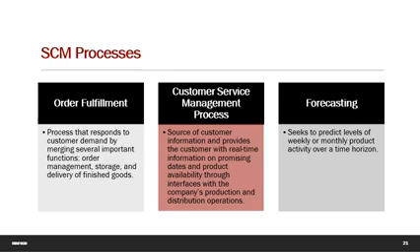The customer service management process provides the source of customer information. It also provides the customer with real-time information on promising dates and product availability through interfaces with the company's production and distribution operations. In the retail industry, product return is a big issue, and it contributes to the name closed-loop supply chain because some of the products will return to the origin of the manufacturing facility due to imperfection or some other issues. Finally, forecasting is a critical part of supply chain management.